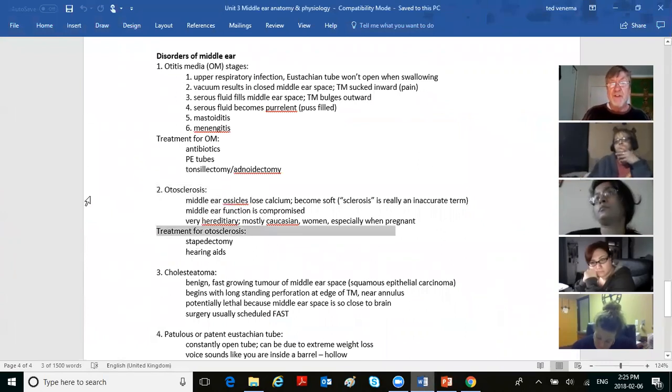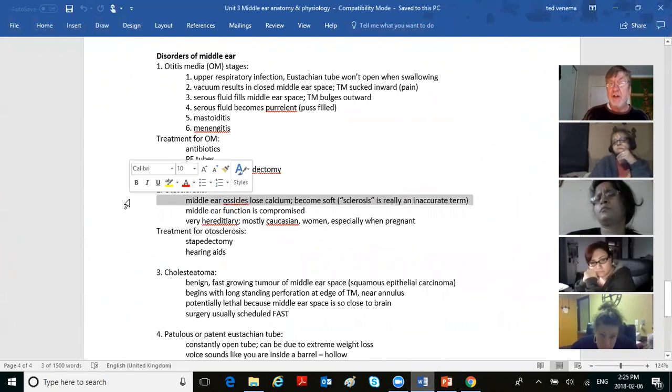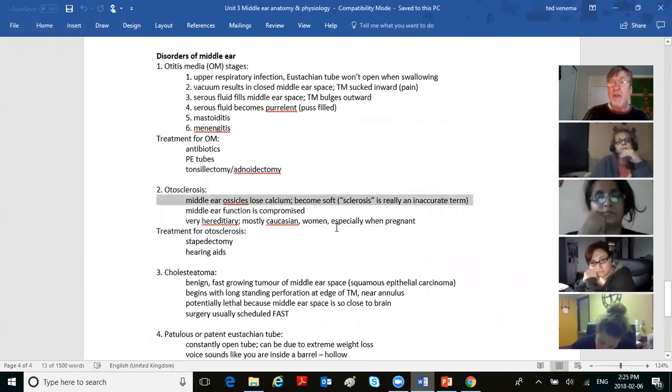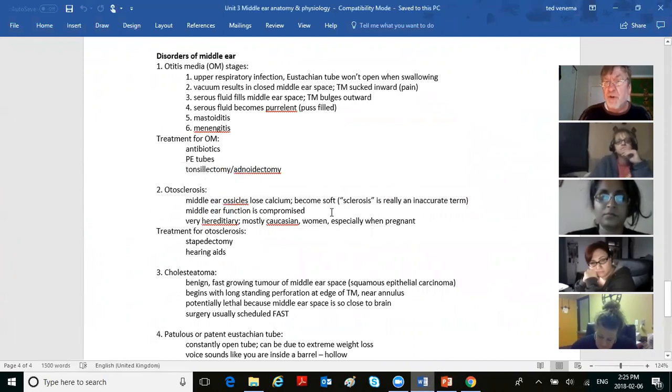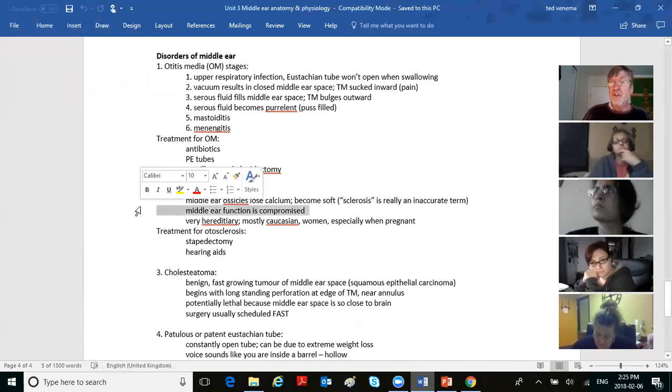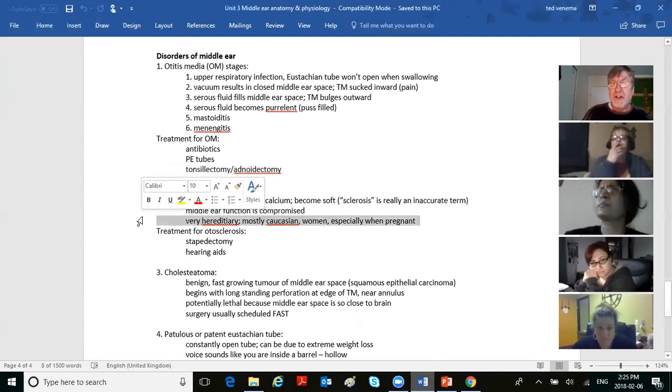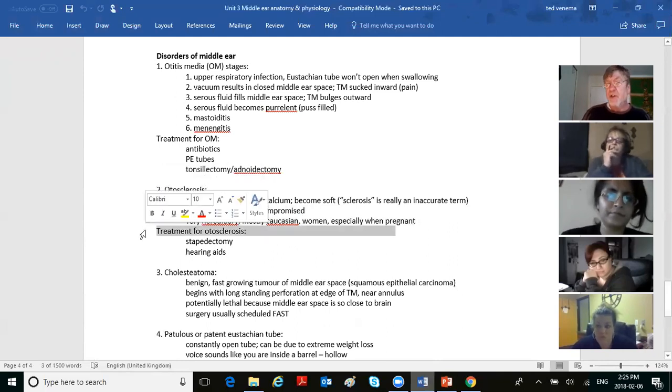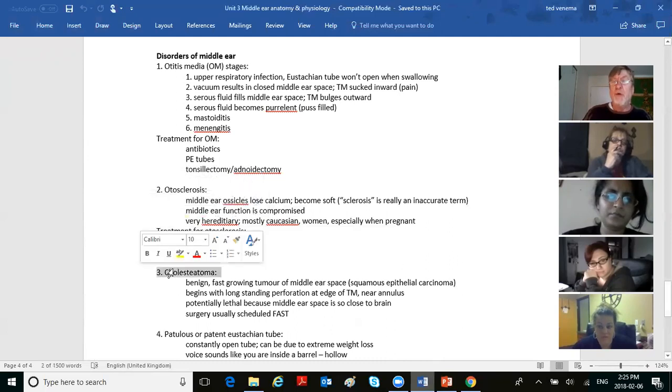So stapedectomy is one approach used for otosclerosis. And see here, you can read it. Middle ear ossicles lose calcium, become soft. Sclerosis is really not an accurate term, but it should be called otoporosis, actually, like osteoporosis, but of the ear. Anyway, middle ear function is compromised, very hereditary. Treatment for otosclerosis: stapedectomy, hearing aids. Cholesteatoma we talked about.